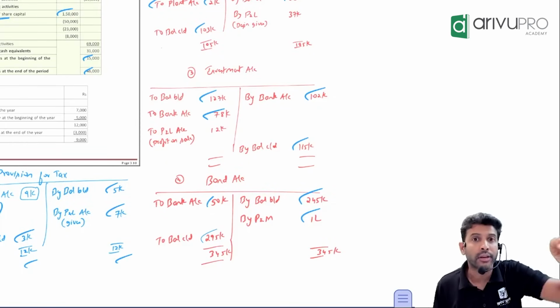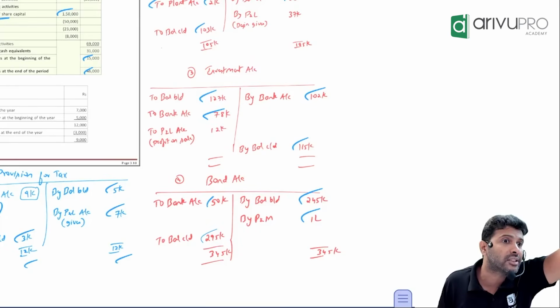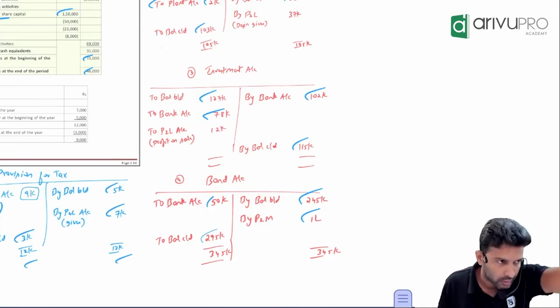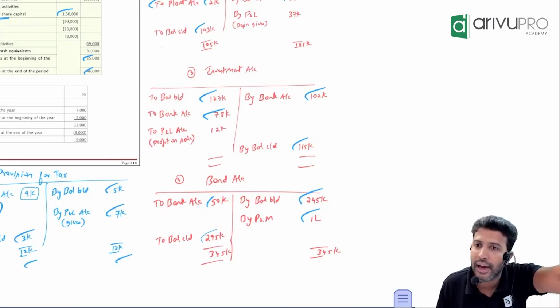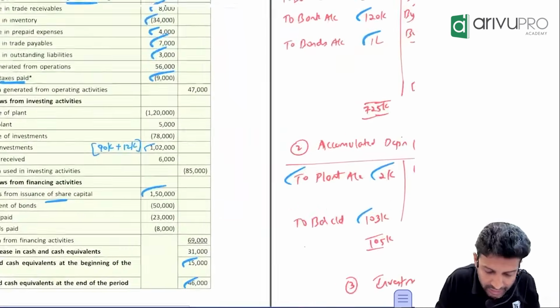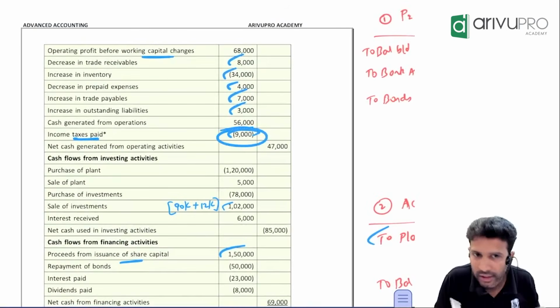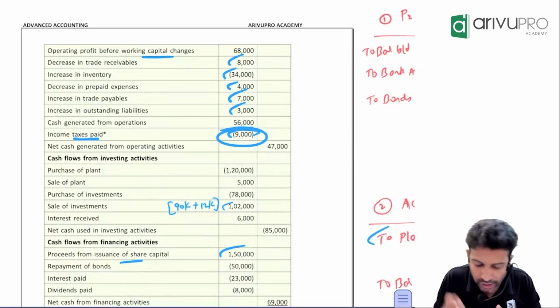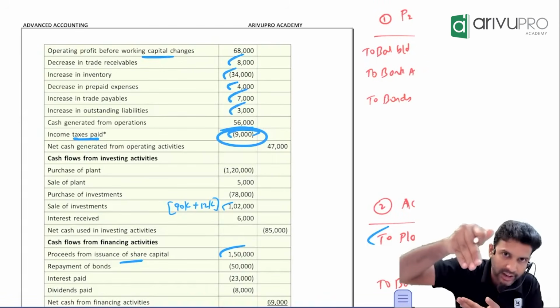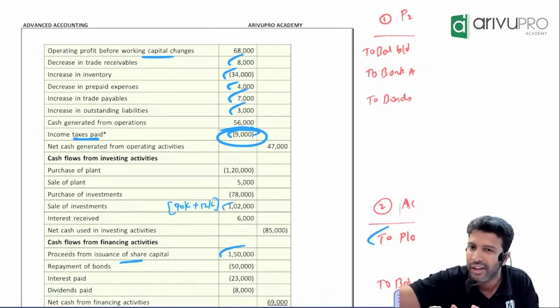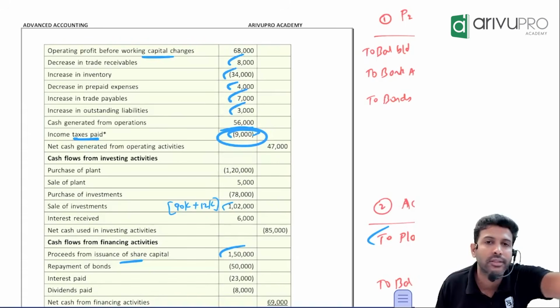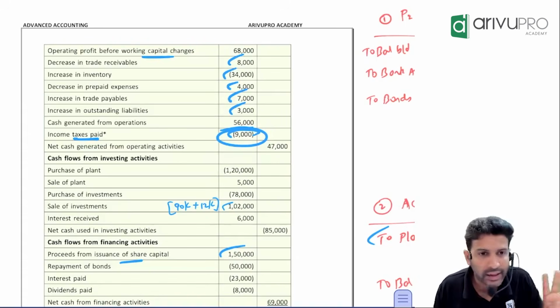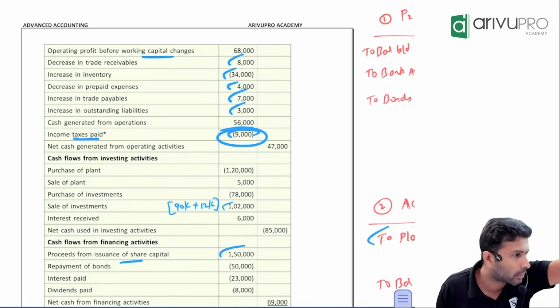Sir, will tax come under working capital changes? Tax is also a current liability. Will provision for tax come under working capital changes? Ideally, it should come. But AS3 has a separate category called tax. AS3 requires us to show the tax separately. Hence, provision for tax will not come under working capital changes. That's one liability which will not come under working capital changes.